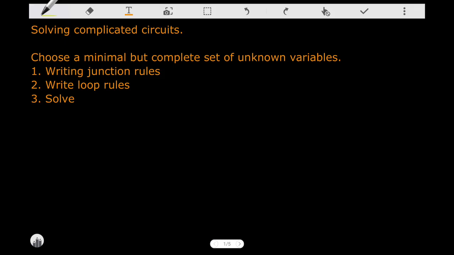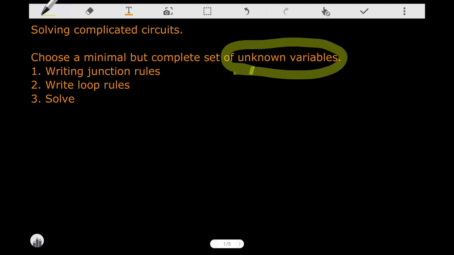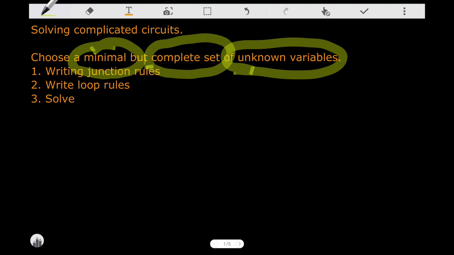Let me give you a few hints about what you can do when you are solving complicated circuit problems. What you need to do when you see the circuit is to invent some unknown variables that you would like to solve, but you want to make sure that you don't have more than the necessary number of unknowns, so you have to choose them to be minimal in number, but you also have to make sure that they are complete, so you have determined all the possible unknowns so that you can relate them to something else in your equations.